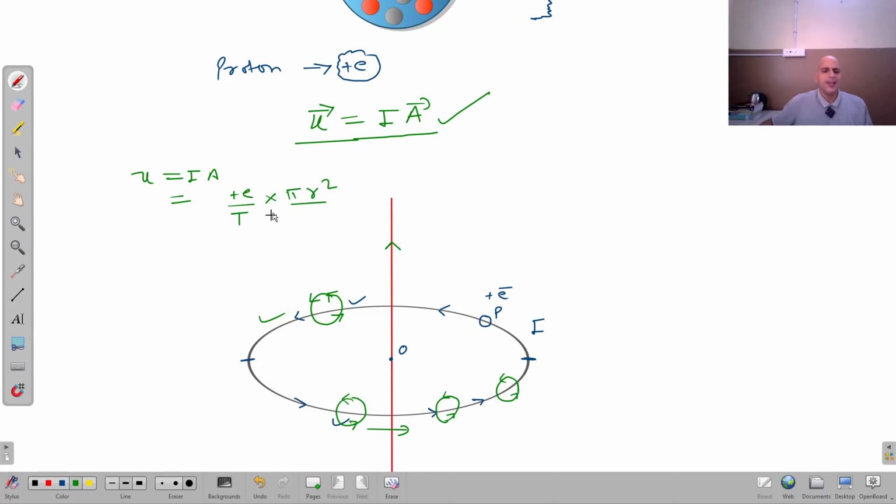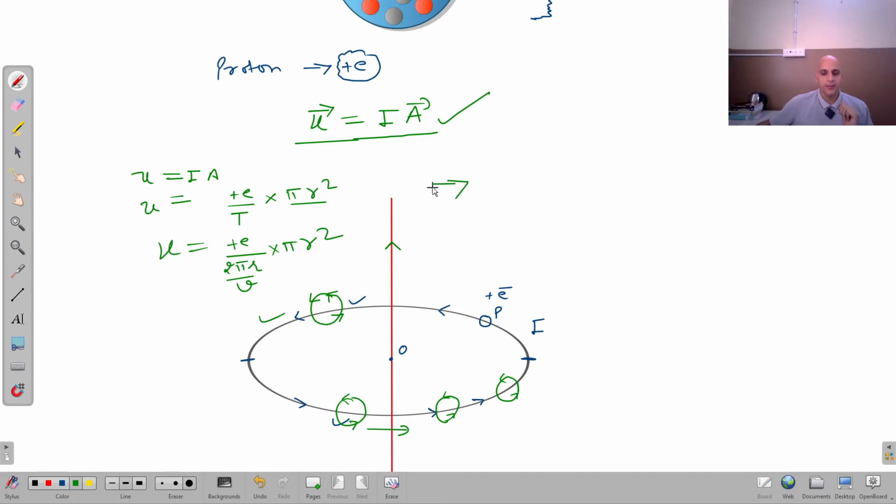Let's take it as a circle. Then it is pi r square for convenience. Then time, how much time it will take? It will take plus E divided by 2 pi r, which is the distance, divided by velocity, into pi r square. This is the magnetic dipole moment.